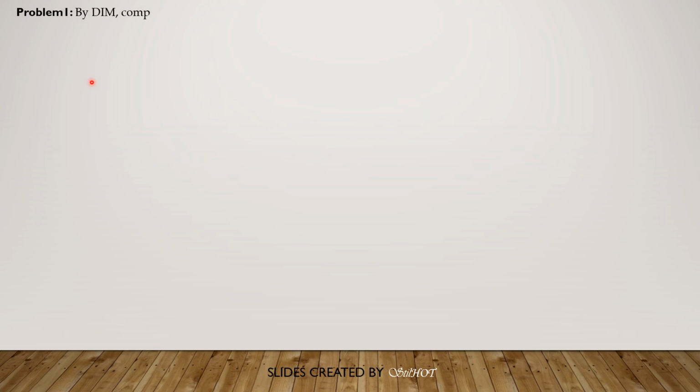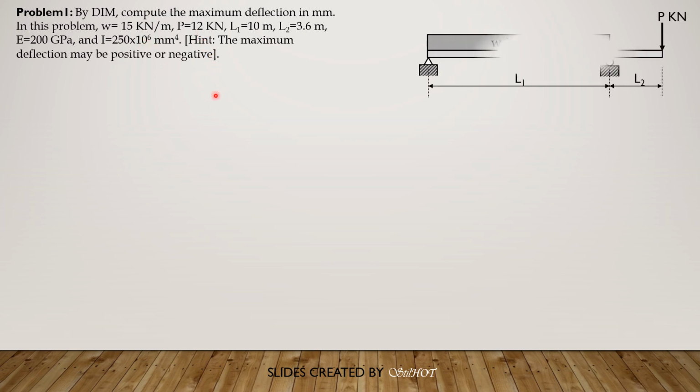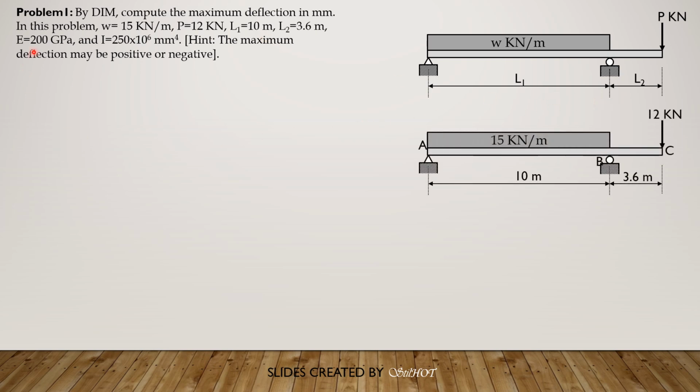So this is the first problem. By double integration method, compute the maximum deflection in mm. In this problem, the uniform load is 15 kilonewton per meter and the concentrated load P is 12 kilonewtons. L sub 1 is 10 meters and L sub 2 is 3.6 meters. Modulus of elasticity is 200 gigapascals and moment of inertia is constant at 250 times 10 to the 6 mm to the 4th.